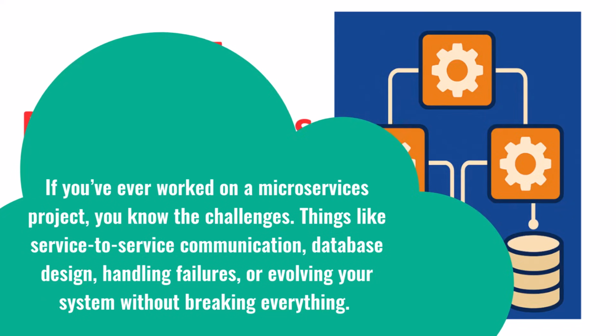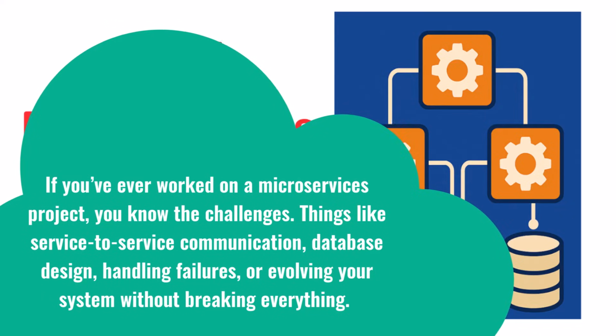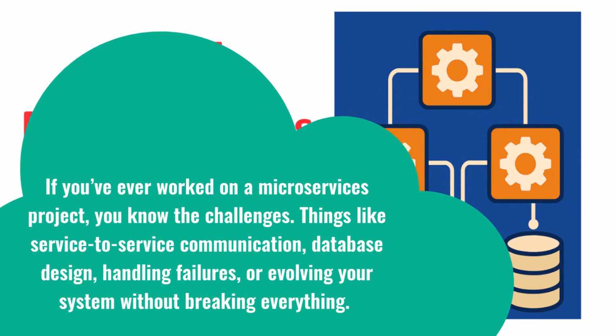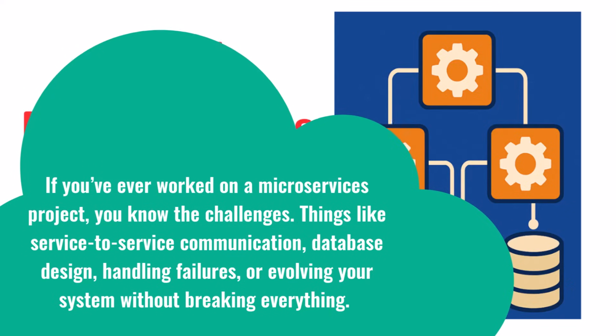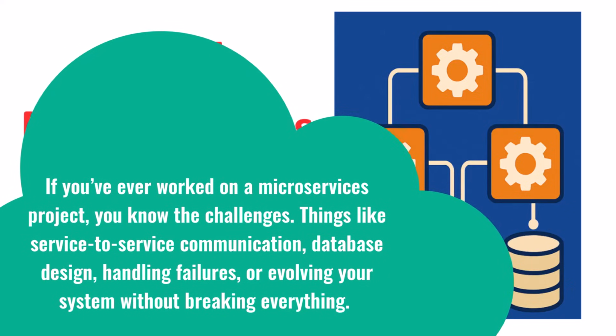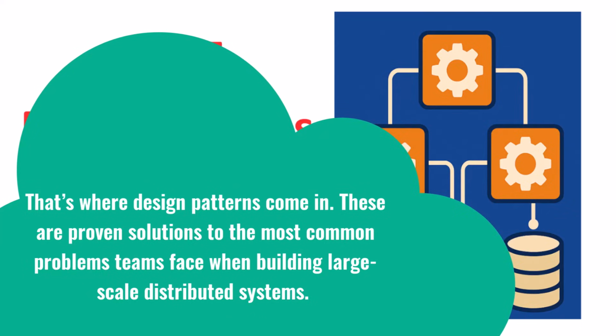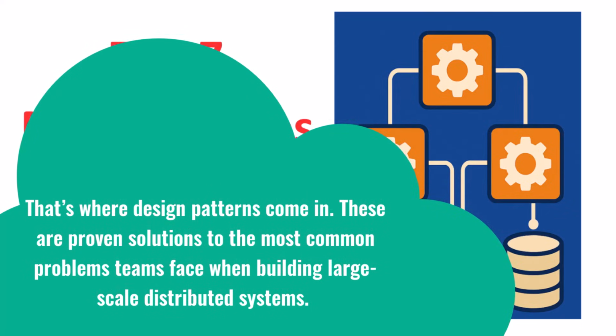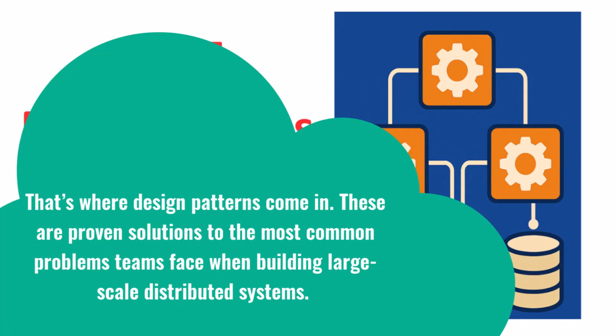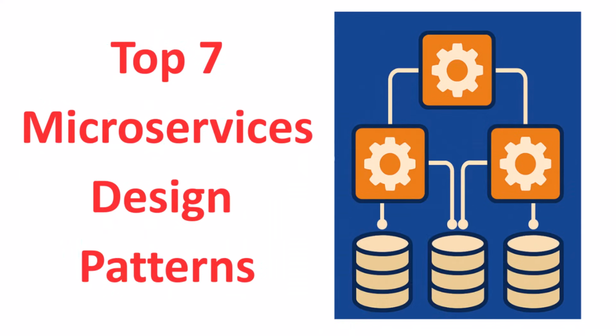If you've ever worked on a microservices project, you know the challenges, things like service-to-service communication, database design, handling failures, or evolving your system without breaking everything. That's where design patterns come in. These are proven solutions to the most common problems teams face when building large-scale distributed systems. And in this video, we'll cover 7 of the most important ones.